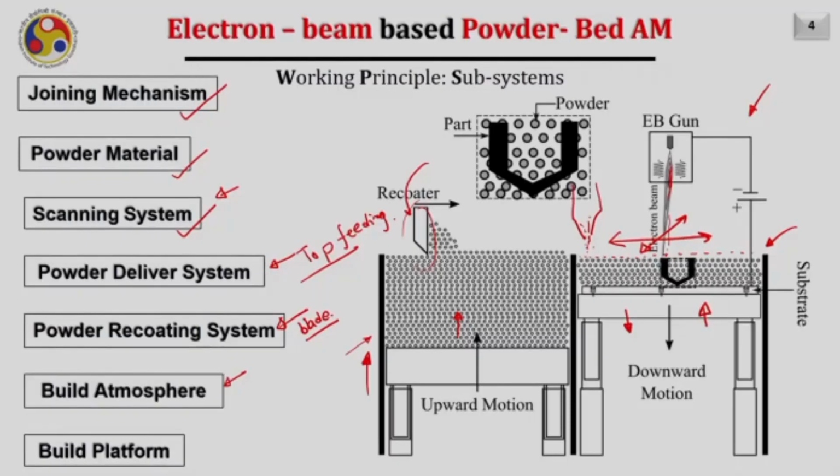Then the build environment. The build environment in EB based powder bed additive manufacturing is a vacuum. It is important for the electrons to travel in the chamber, because if there are air molecules, these electrons may strike them and scatter here and there. Therefore, it is very essential to create a vacuum in the chamber.